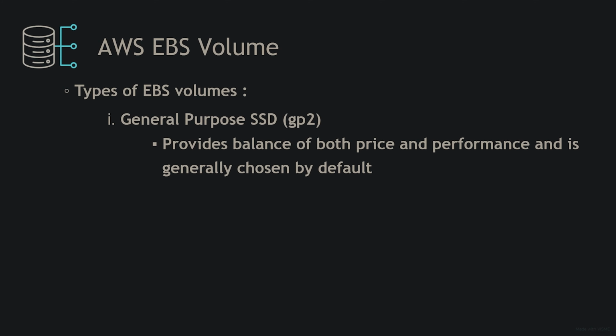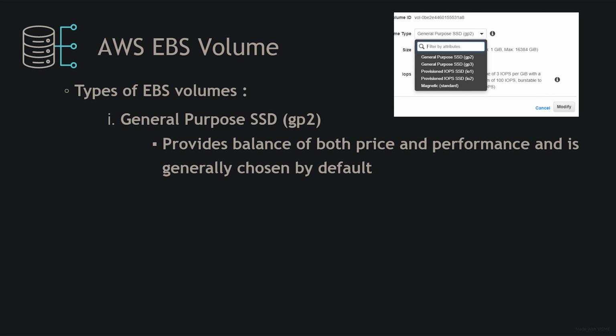Now let's come to the types of EBS volumes. There are specifically 4 types of EBS volumes, and I'll go through them. There's no particular order, but I just laid them down here. The first one is general purpose SSD, which we know as GP2. You probably never switch this, because this is the default one that comes with the EC2 instance.